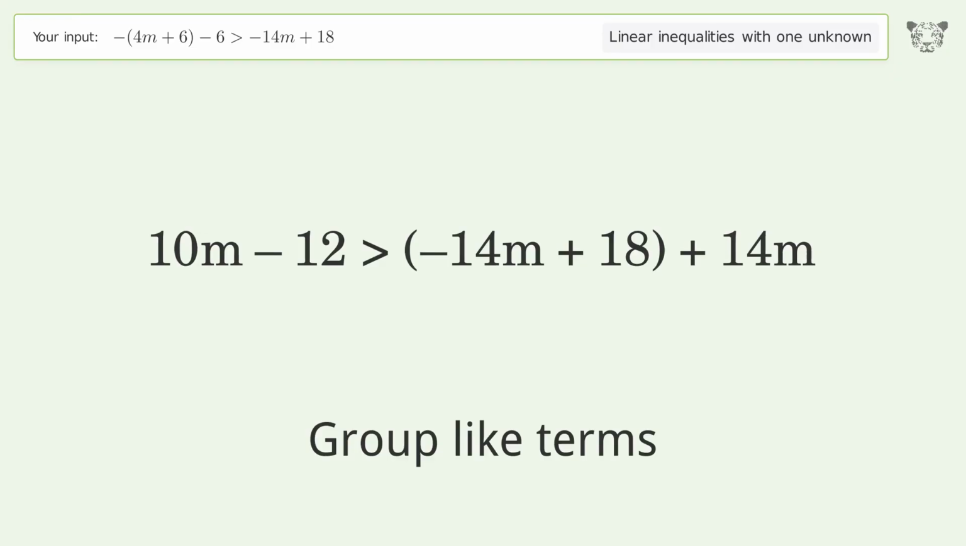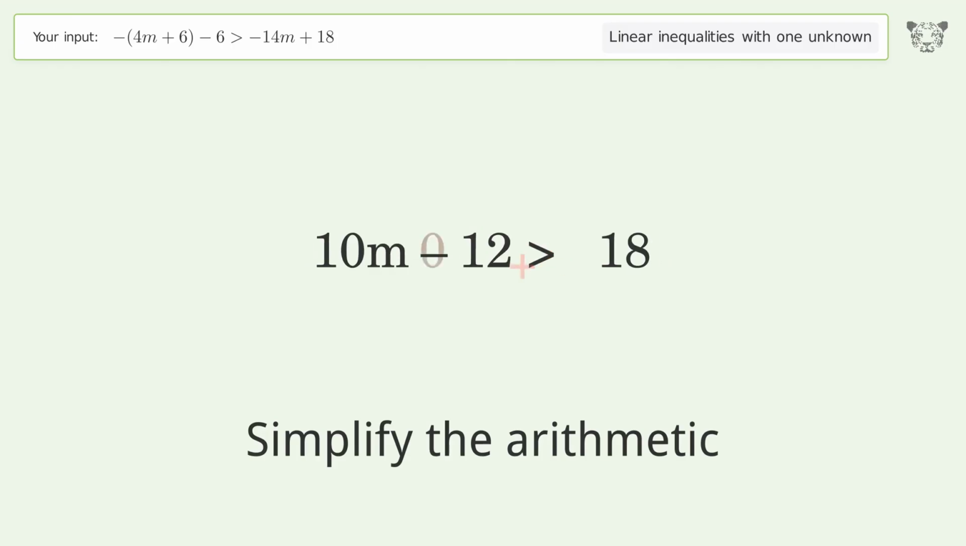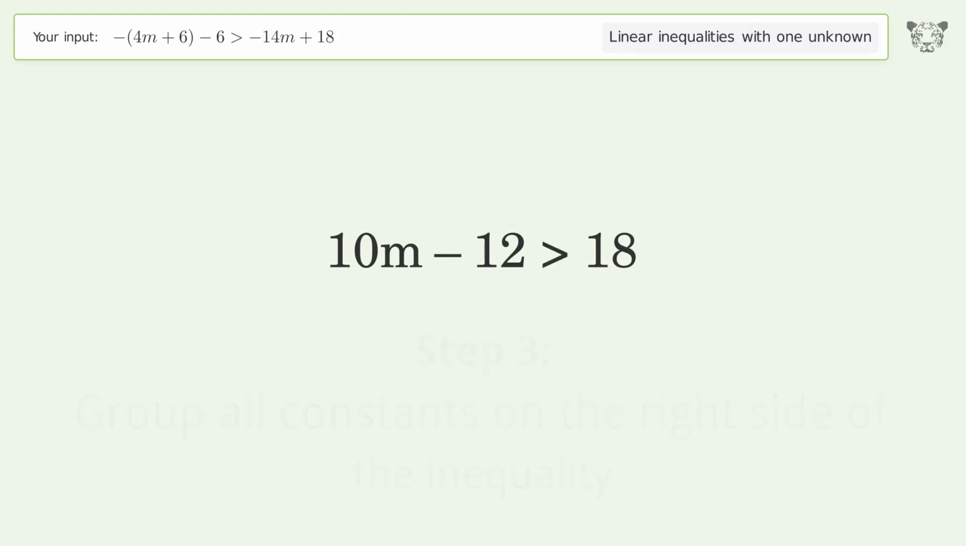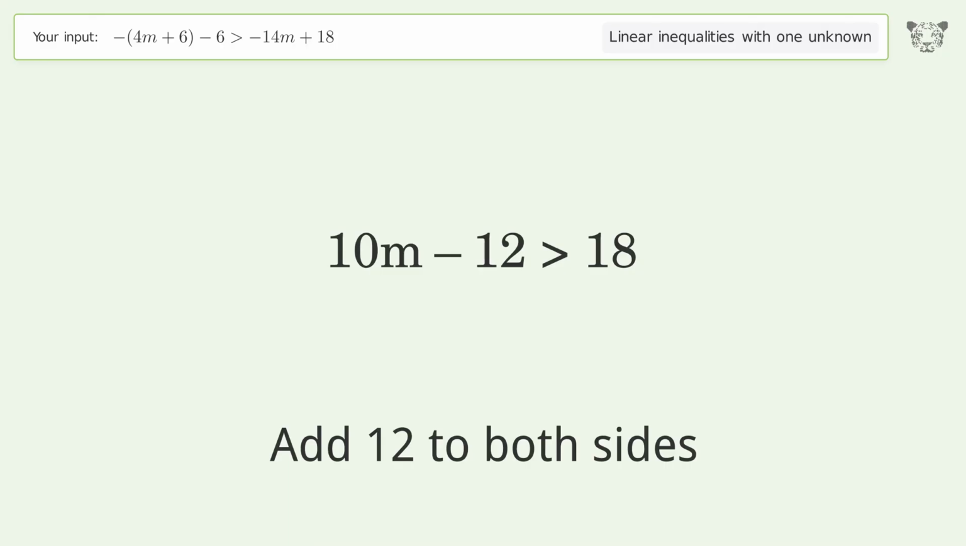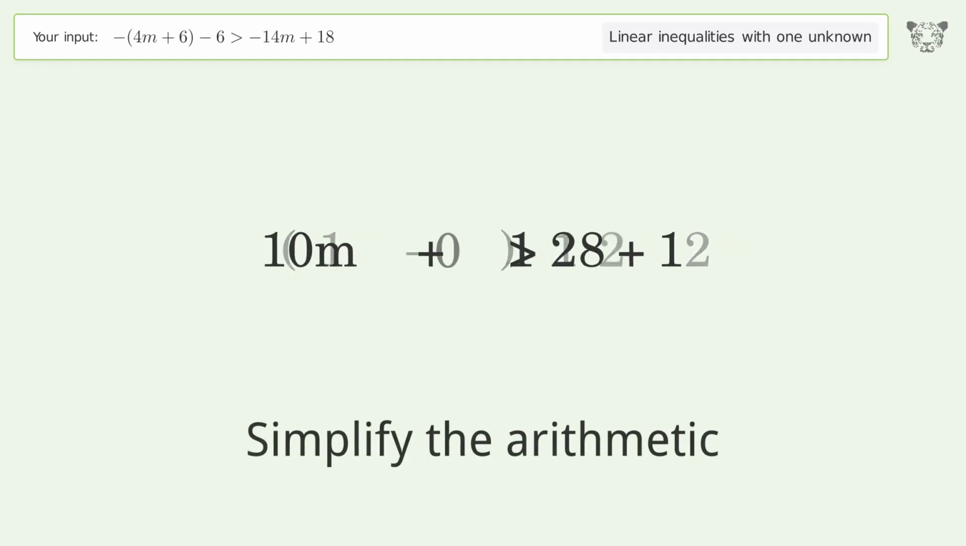Group like terms. Simplify the arithmetic. Group all constants on the right side of the inequality. Add 12 to both sides. Simplify the arithmetic.